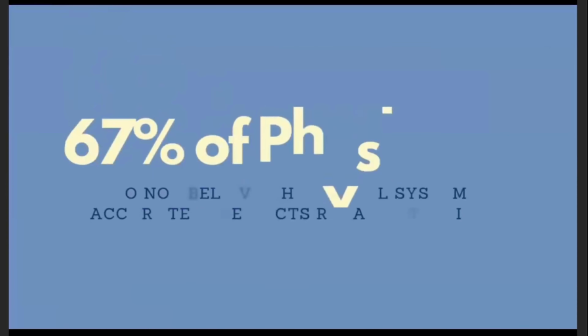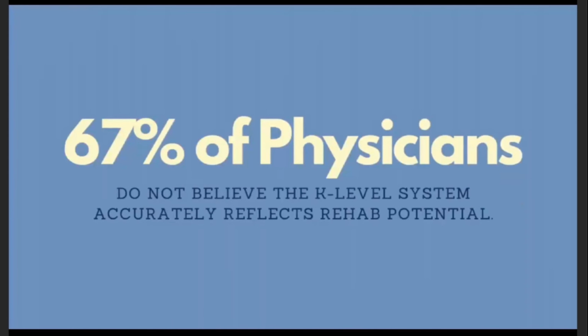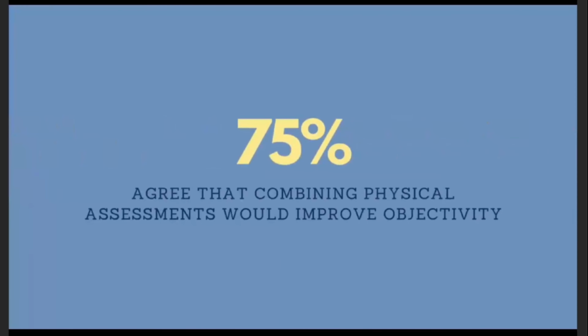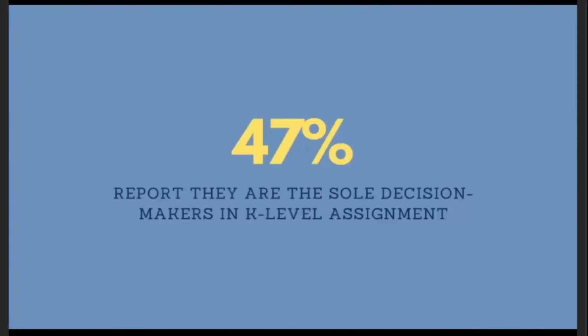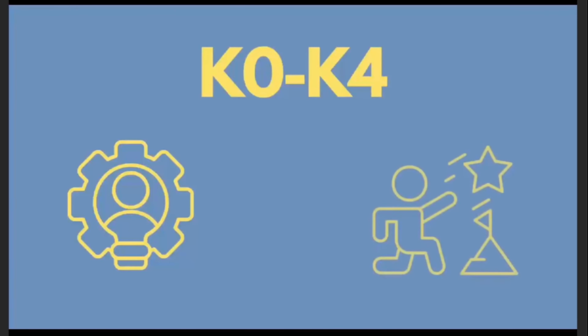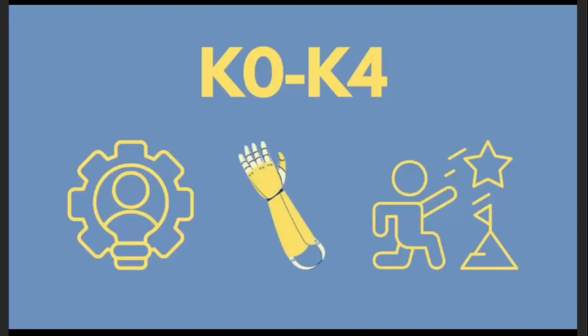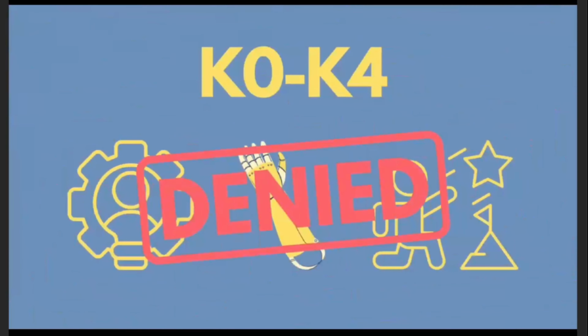67% of physicians do not believe the K-level system accurately reflects rehab potential. 75% agree that combining physical assessments would improve objectivity, and 47% report they are the sole decision makers in K-level assignment. It's outdated, it lacks nuance, it reduces human potential to a number between 0 and 4. Because the current K-level system rates patients on their existing ability, not their potential with a better prosthesis, it often denies access to advanced prosthetics, limiting mobility and independence.